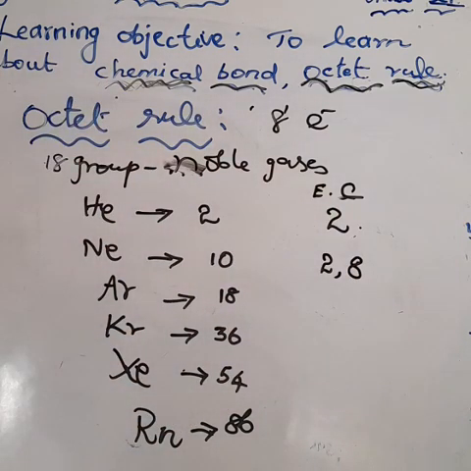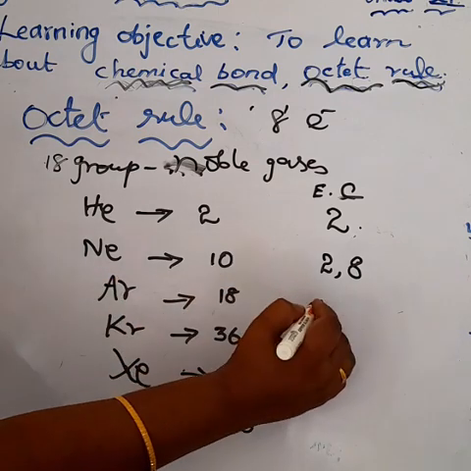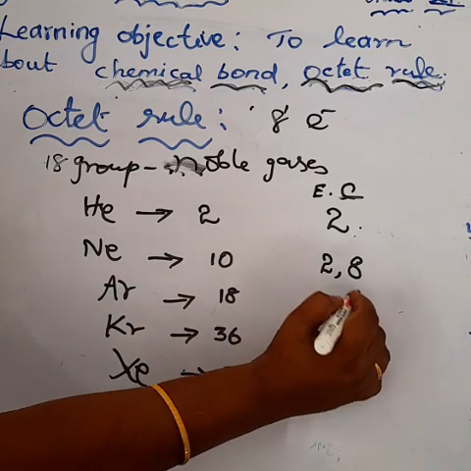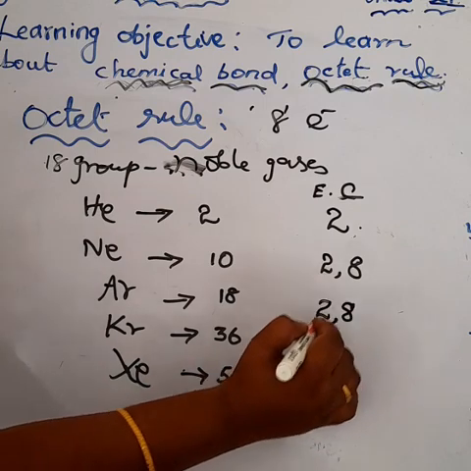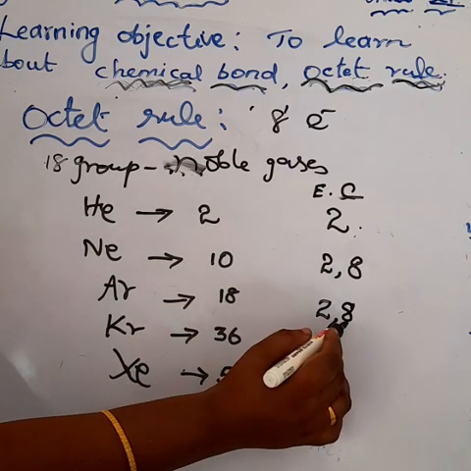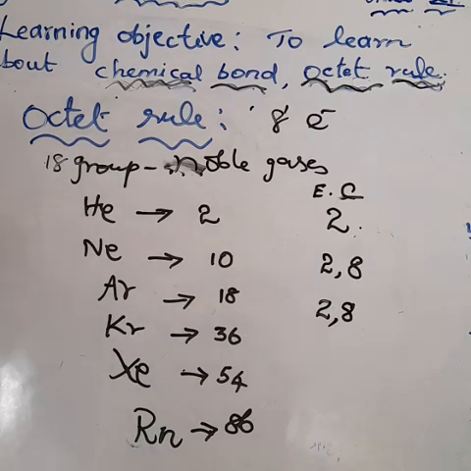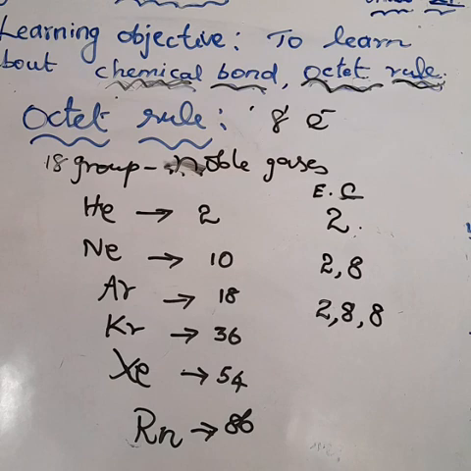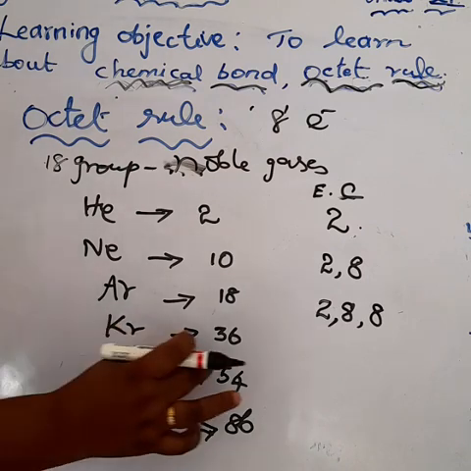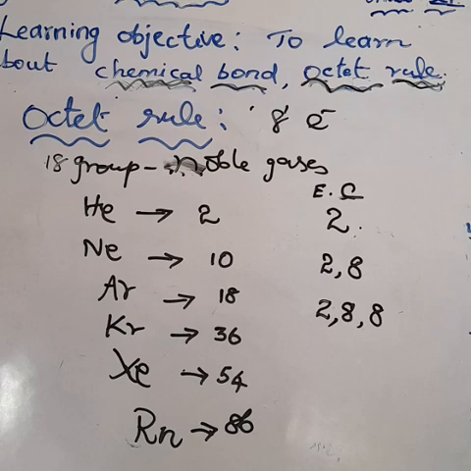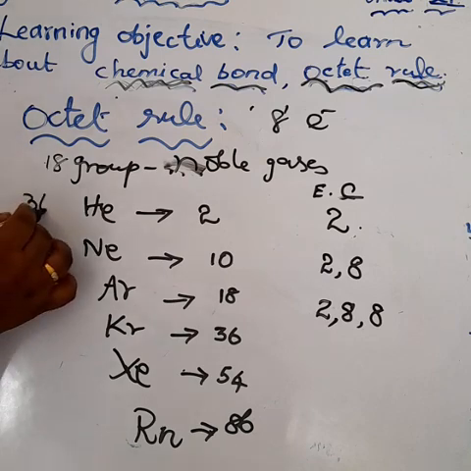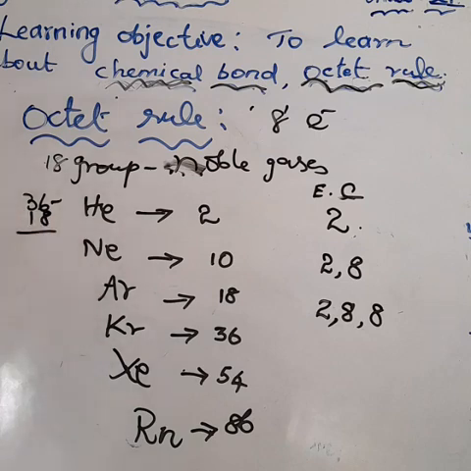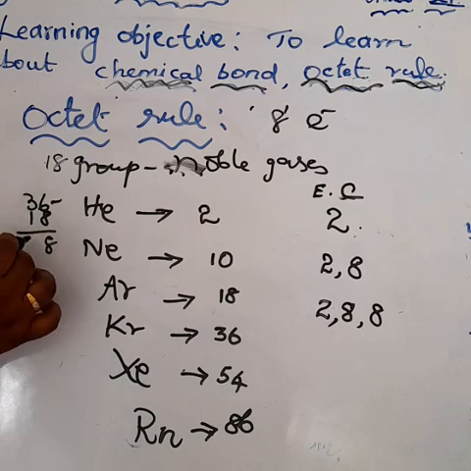For argon, atomic number 18, the first orbit can occupy 2 electrons, the second orbit 8 electrons only, and the third orbit 8. So 2 plus 8 is 10, 10 plus 8 is 18. Here krypton. What is the atomic number of krypton? 36. So how many electrons do we need? Remaining 36 minus 18, we need 18 electrons.